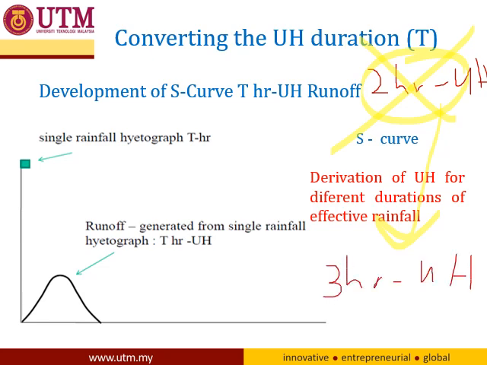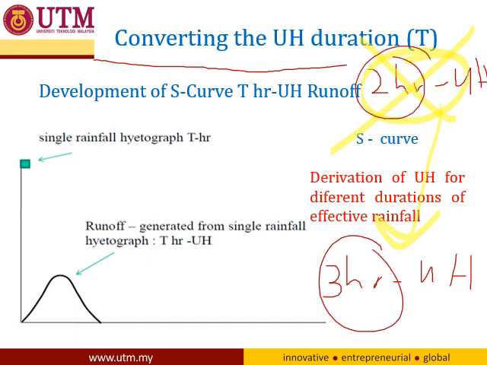So this is the method on how you convert the unit hydrograph duration. You want to convert from 2 hours to 3 hours, from 3 hours to 2 hours, from 1 hour to 5 hours. It doesn't matter. Okay, so you can convert it. So the method is using the S-curve method. So this is how you do this method. Okay, so let's see the next slide.